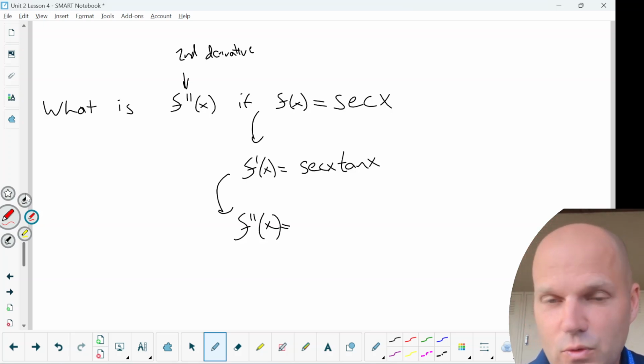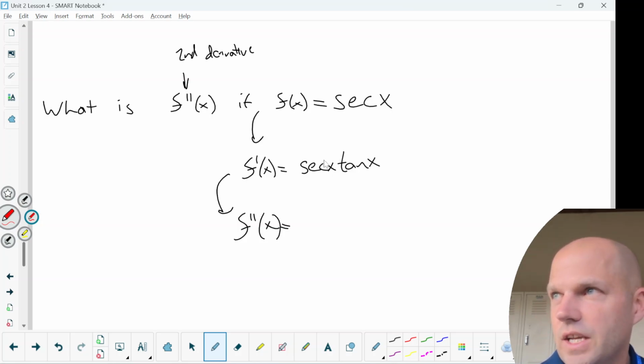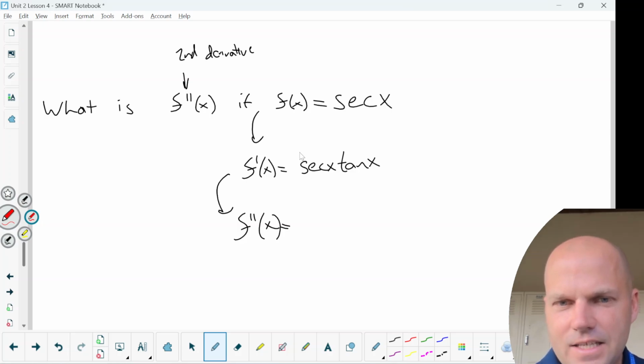Well, it's something that a lot of students will make a mistake on, is that on the first step, we're just taking the derivative, no big deal. But now here, if I were to take the slopes of f prime, I need to notice that it is a product.